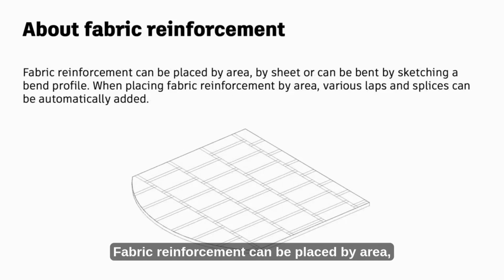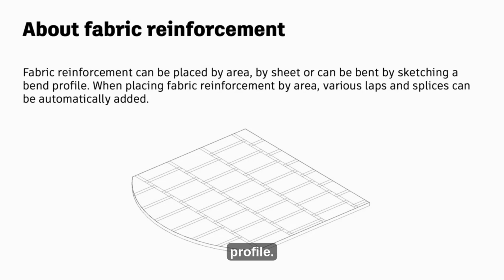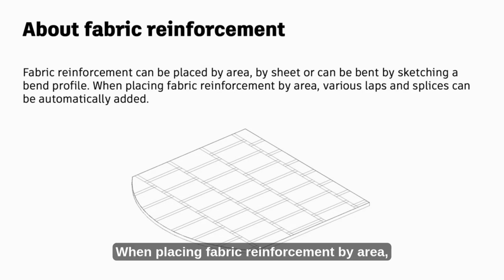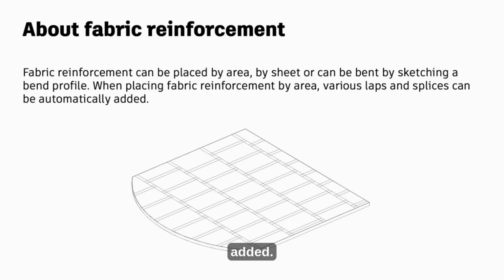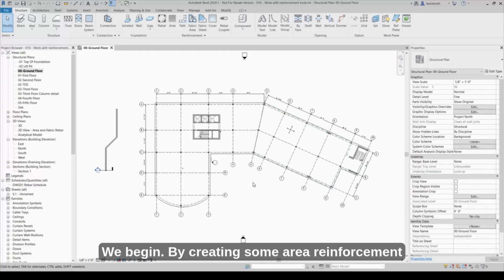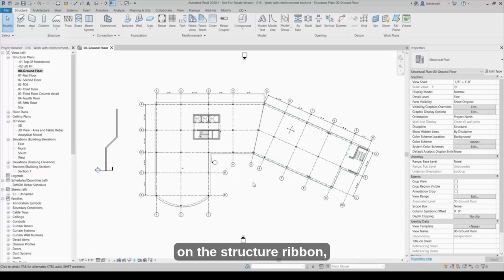Fabric reinforcement can be placed by area, by sheet, or can be bent by sketching a bend profile. When placing fabric reinforcement by area, various laps and splices can be automatically added. We begin by creating some area reinforcement.